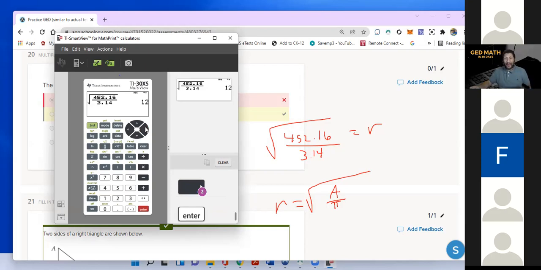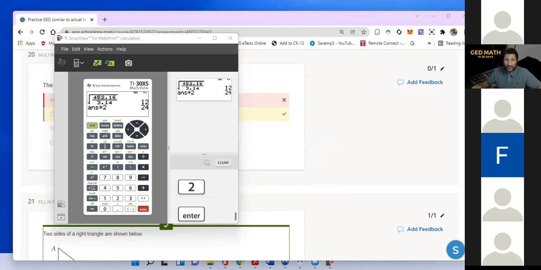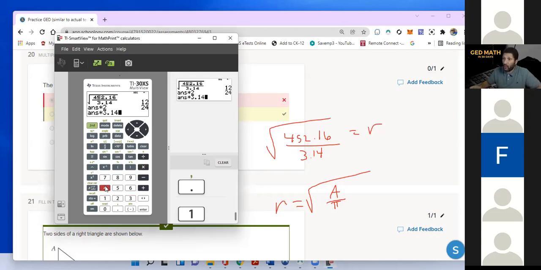How do we find the diameter? What do we have to do? Times it by 2. Look at that, done. 30 seconds. And to get the circumference, you would multiply the diameter by 3.14. Three easy steps, back to back to back.